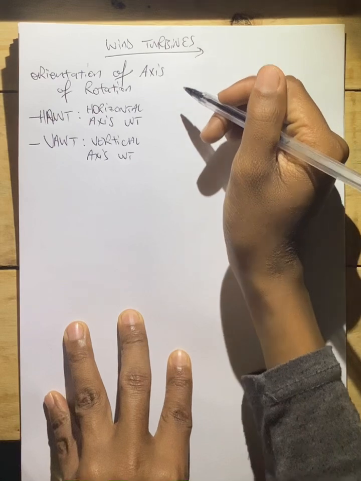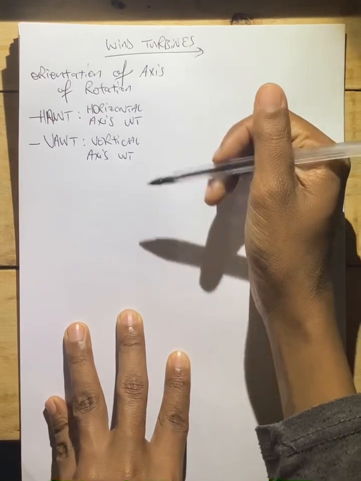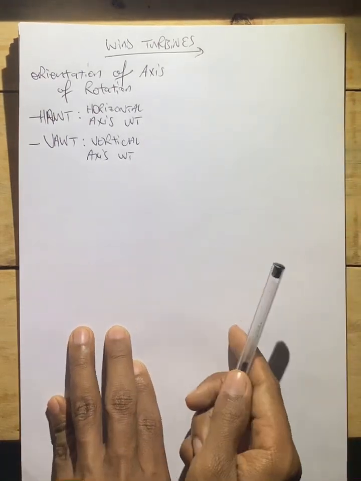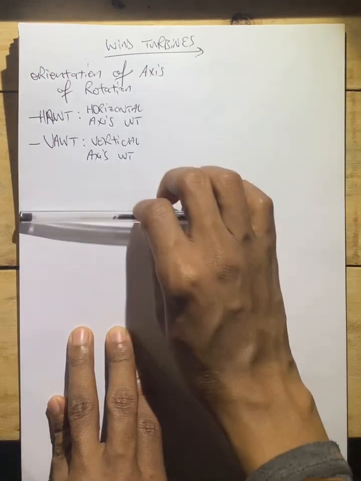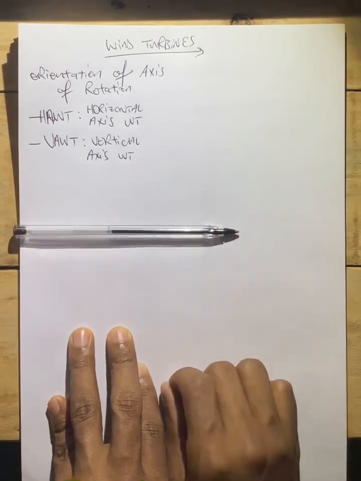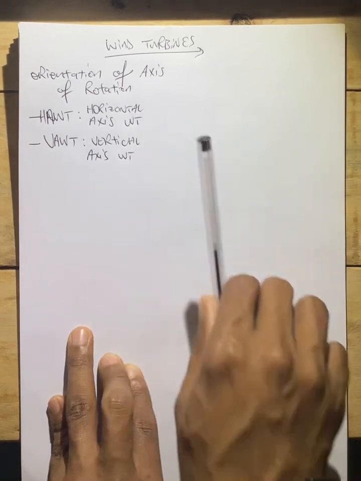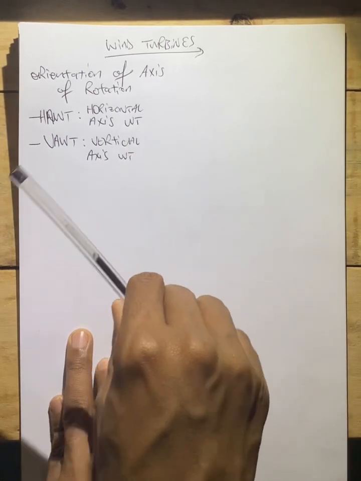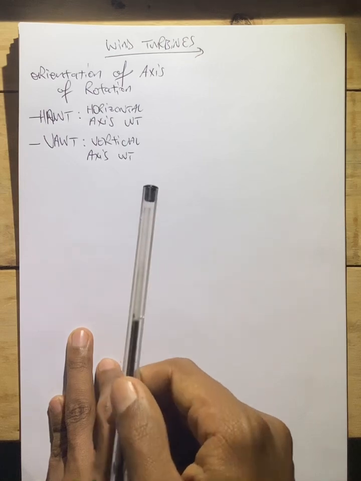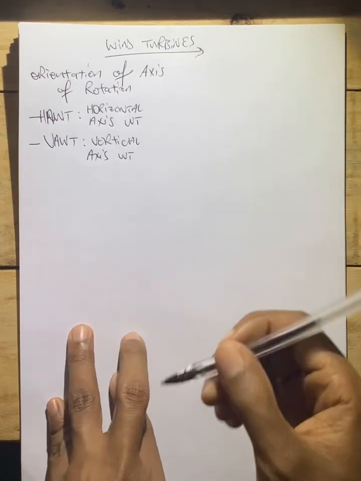Now, this should be self-explanatory. What do I mean when I say self-explanatory? If the axis is like this, it's obviously horizontal. If the axis is like this, it's obviously vertical. And whether it's horizontal or vertical, we refer to that as the orientation of axis of rotation.